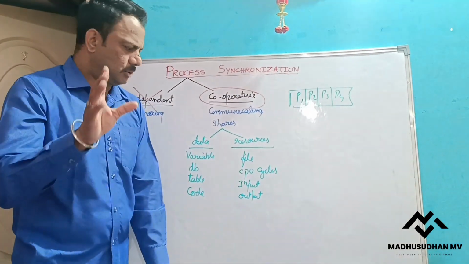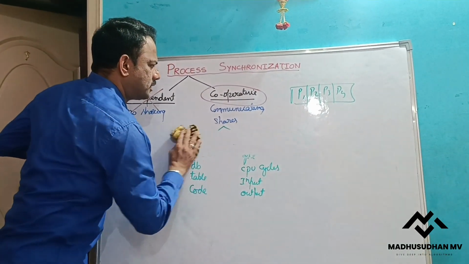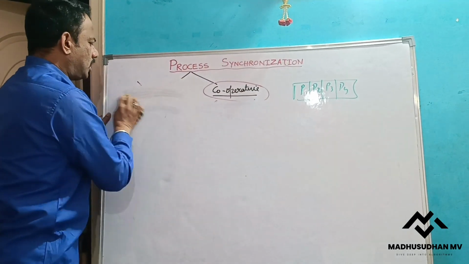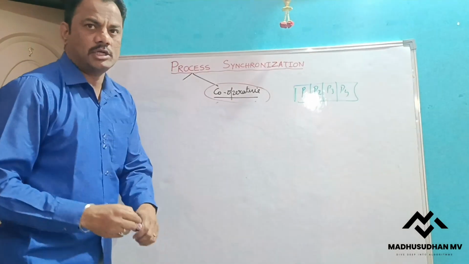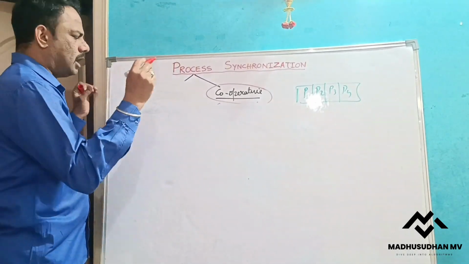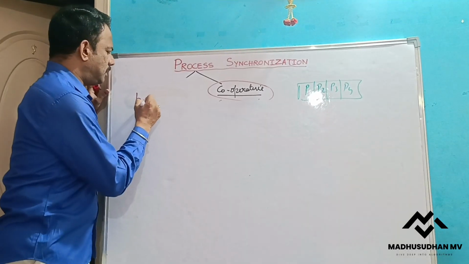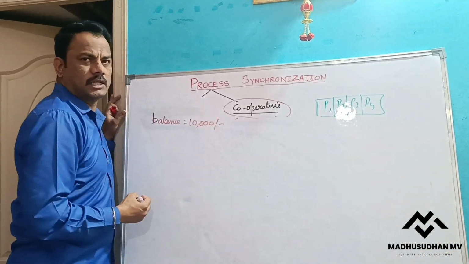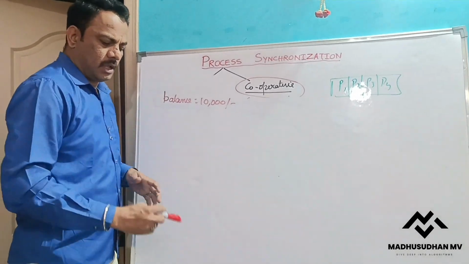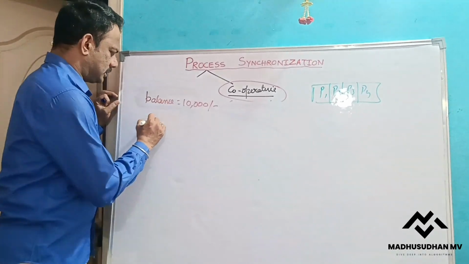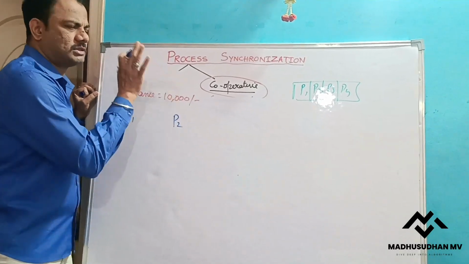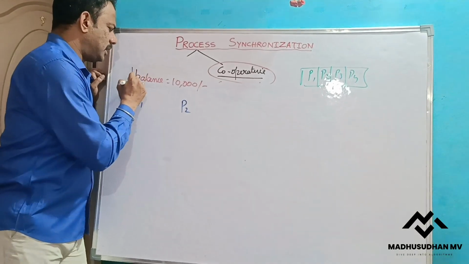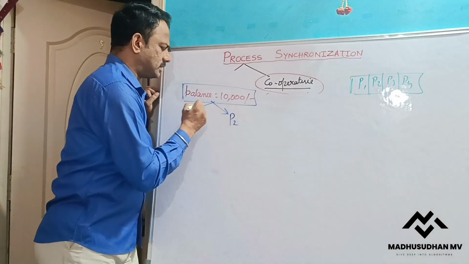Simple example. Assume two friends are maintaining one joint account. Now I'm talking only about cooperative processes. Assume in the account, the initial balance right now is 10,000 rupees. Now, say these two friends are process P1 and process P2. Both are using this joint account. That means this balance is a shared variable among these two processes.